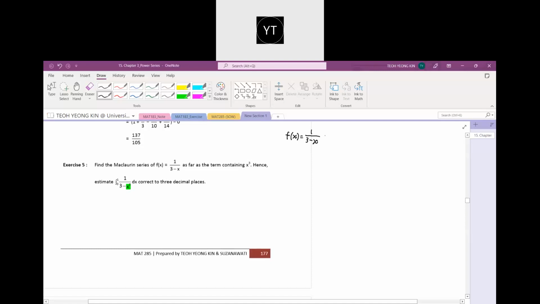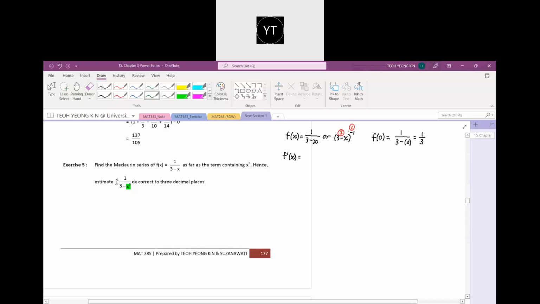Or I can write it in the form of (3 minus x) to the power of negative 1, because after this I want to differentiate. So first substitute the 0. Here I get 1 over 3 minus 0. So here is 1 over 3. And then I differentiate, f prime x. So first I differentiate the index. Second I differentiate the bracket.